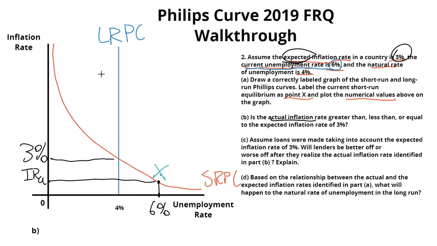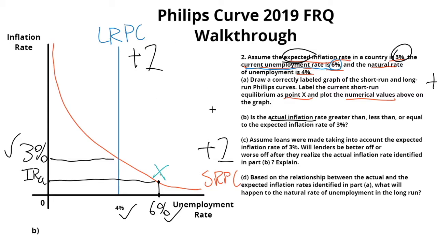If we look at the answer key, we get 1 point for correctly drawing the SRPC curve, which is downward sloping, so that's +1. We also get 1 point for drawing the LRPC curve, which also shows the short run equilibrium labeled as X, which we've already done, which is on the right of the LRPC, and our numbers are correct with 4%, 6%, and 3%. So that's another point, and in total, part A, we just got +2 points. So part A is now done.